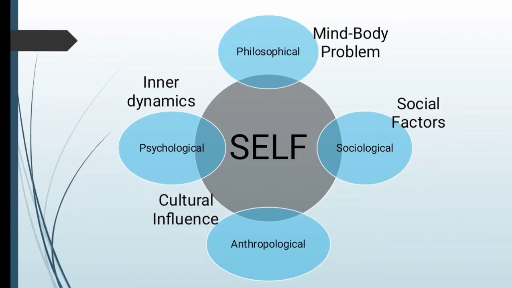Now, if you look at chapter 1 and the diagram, you can see the self is viewed from the different perspectives, namely, of course, philosophical, sociological, anthropological, and psychological. In the philosophical perspective, philosophers address a very fundamental question about the mind-body relation, commonly known as the mind-body problem. Sociologists also look at the social factors influencing the self. Anthropologists deal with culture, or how culture influences the self. Psychologists deal with the inner dynamics of the self. Anyway, we'll be dealing more with this as we go on with the course.